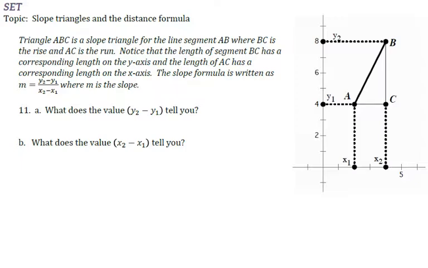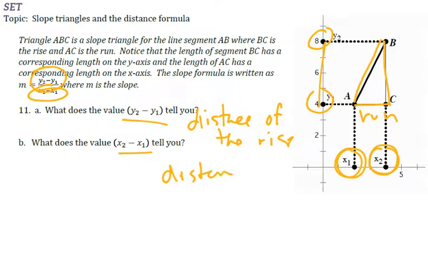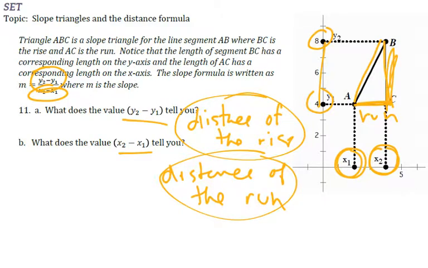So, what it's saying is, to figure out that slope, how far to the right and how far up, okay, the difference between subtracting x2 and x1 gave us the run. For the y2 and the y1, subtracting those gives us the rise. Okay, so what does this tell you? That tells you the distance of the rise. This one tells us the distance of the run, or of 2 of the legs of the triangle right here. Okay?